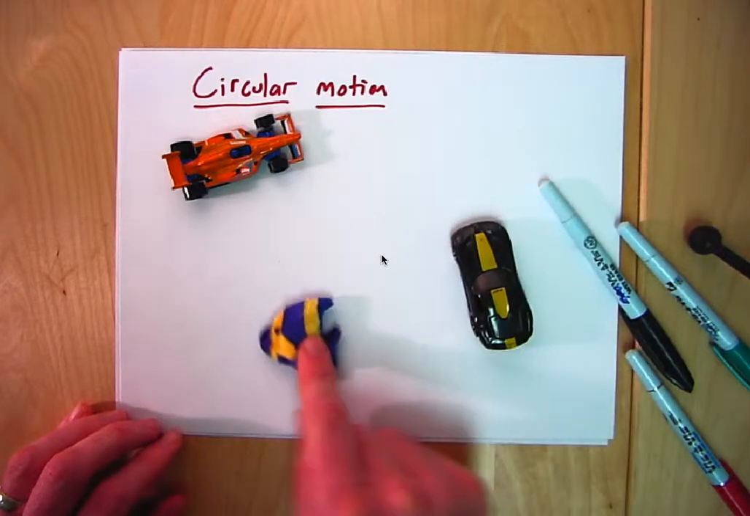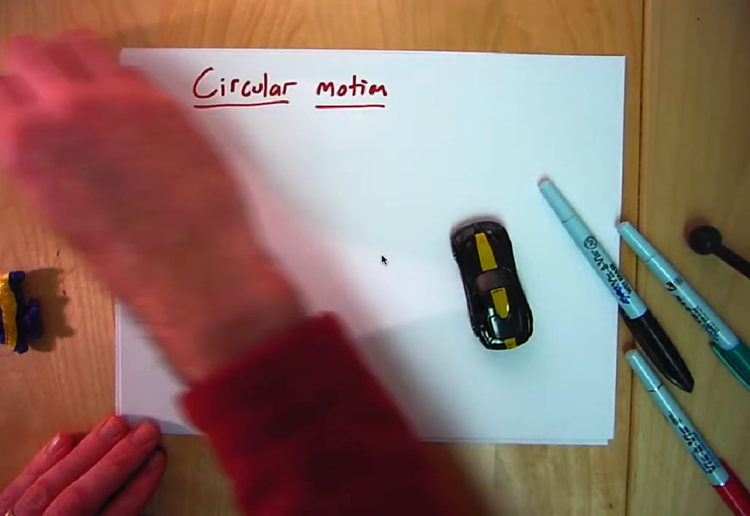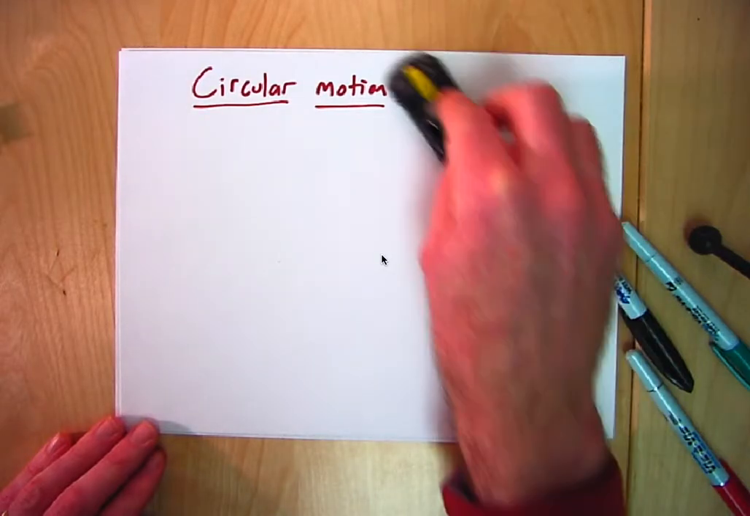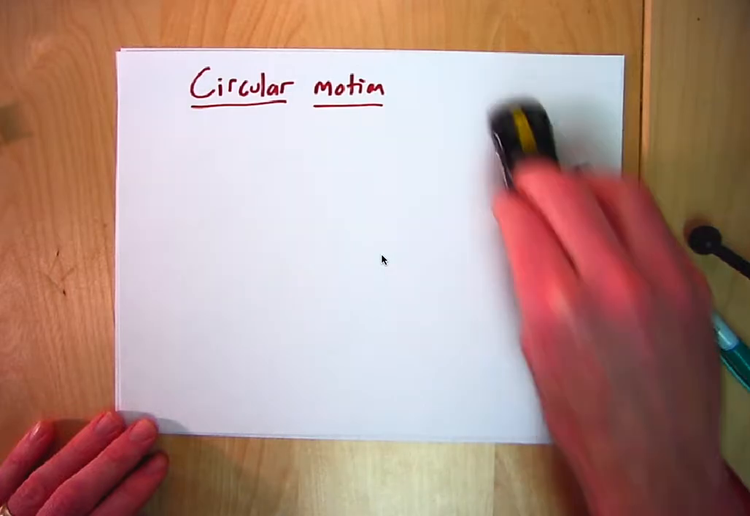So let's make the fishy go away for right now. Bye, fishy. We'll make this car go away. Let's just talk about this car right here going around and around in a circle. So you can see turning around like this, turning around like this, turning around like this, right?